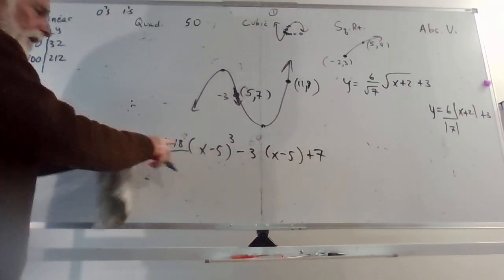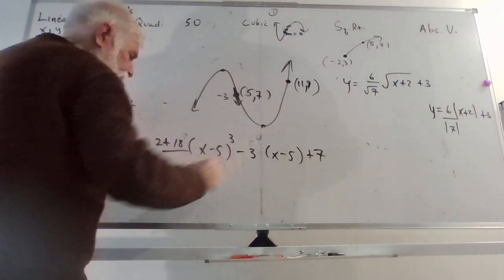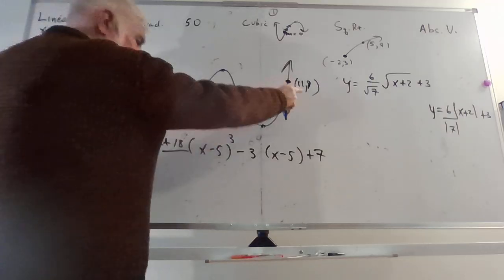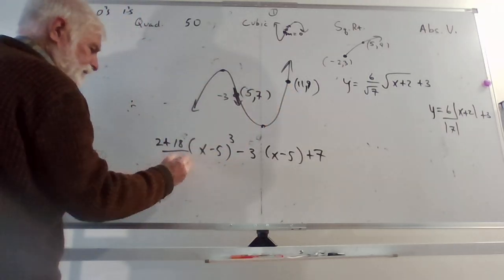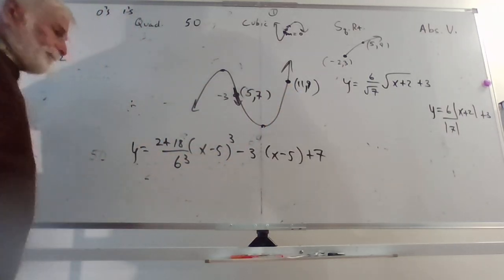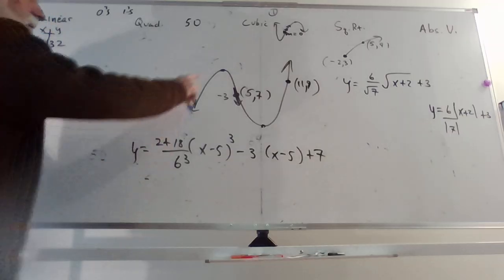All right, notice that's a positive, that's a negative. That's why I get this shape. And when I drop in 11 minus 5, I'll just leave as 6 cubed. That's that equation. Now, how do I get to this location?